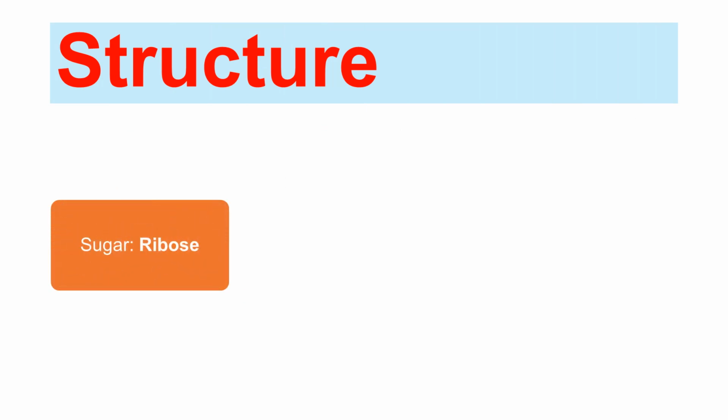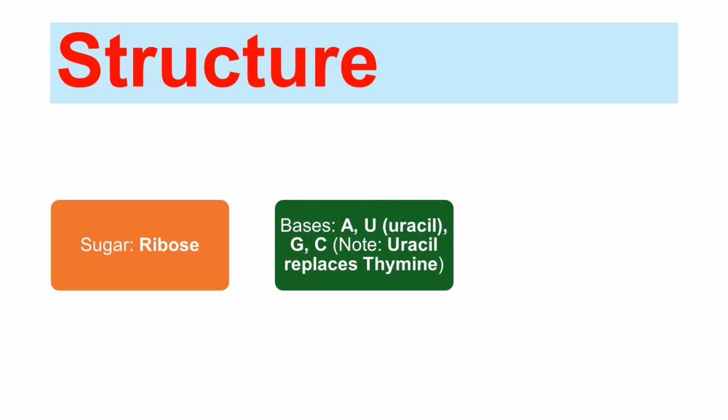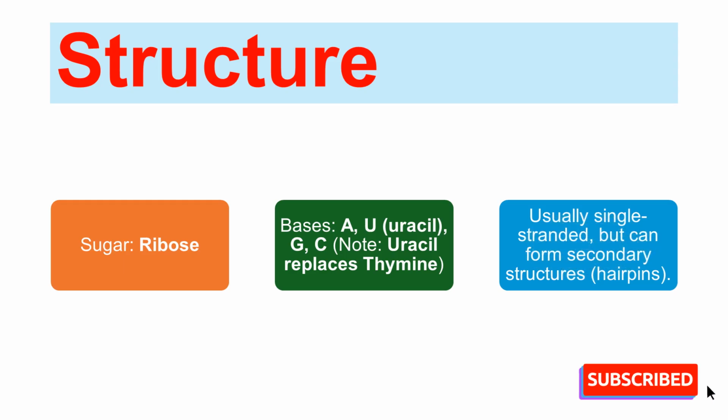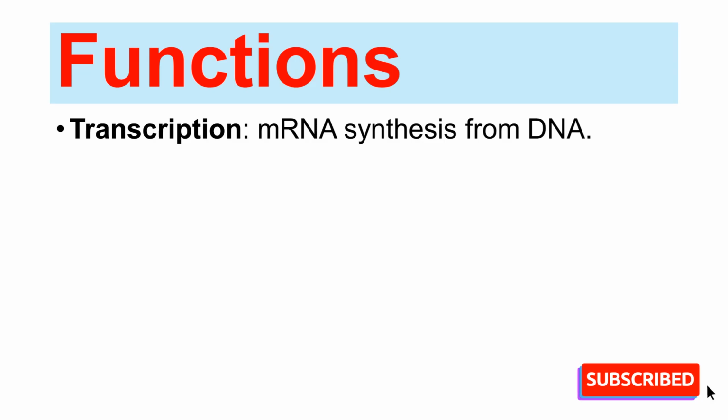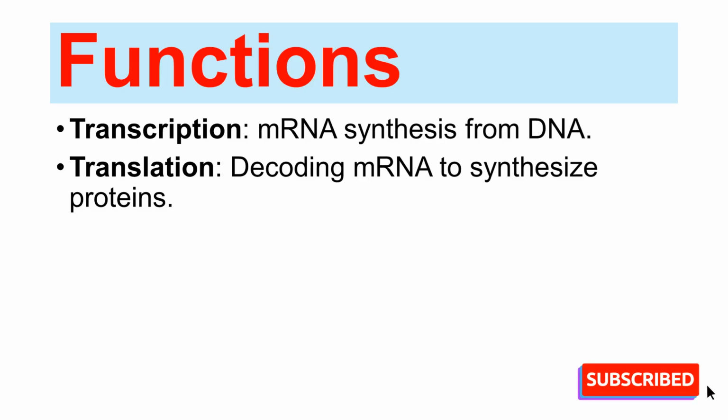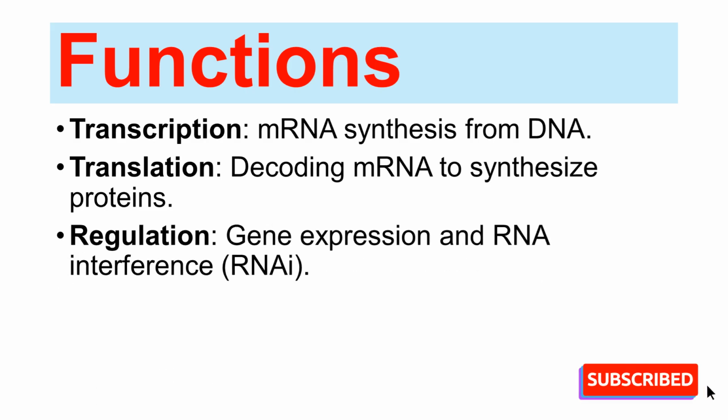Structure. Sugar, ribose. Bases, A, U, G, C. Note: uracil replaces thymine. Usually single-stranded, but can form secondary structures, hairpins. Functions. Transcription, mRNA synthesis from DNA. Translation, decoding mRNA to synthesize proteins. Regulation, gene expression and RNA interference, RNAi.